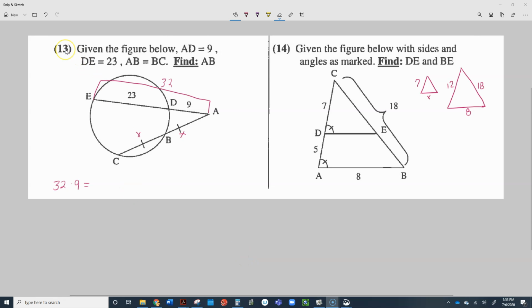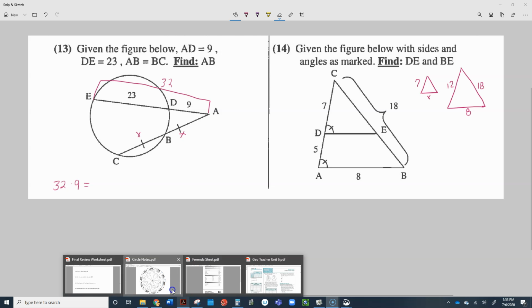Okay, we're on number 13 for the final review worksheet. There's no multiple choice answers on this one. We work them all out. And when I look at this picture, the first thing that I recognize is that it's a secant.